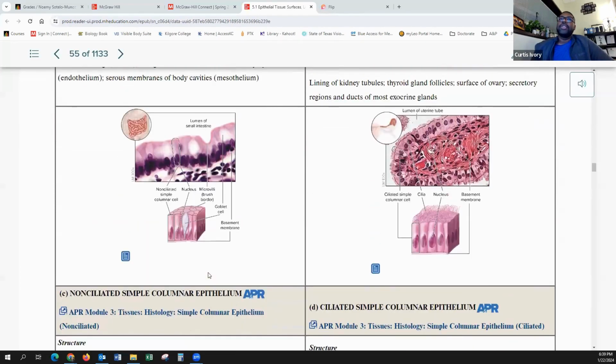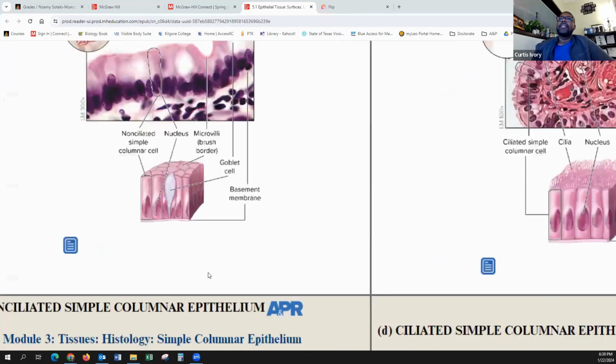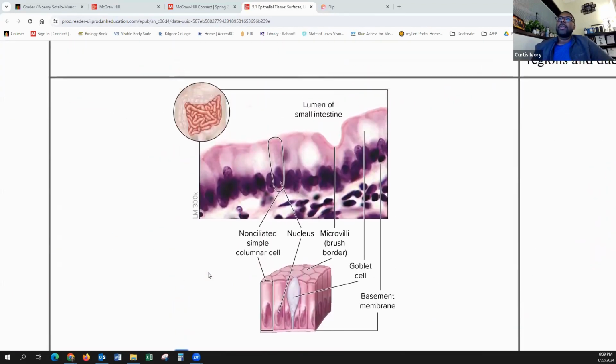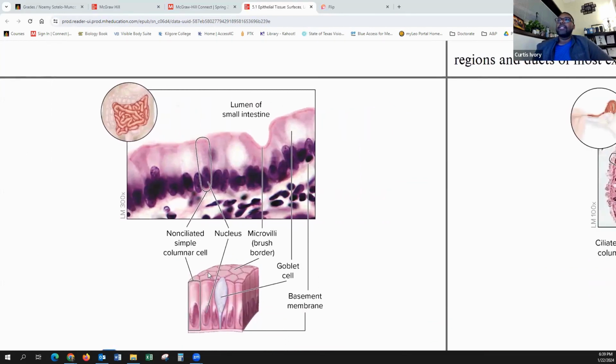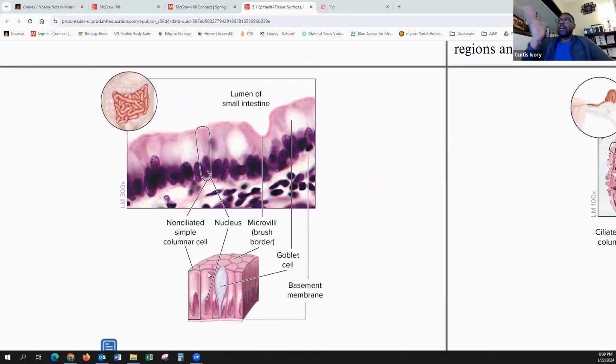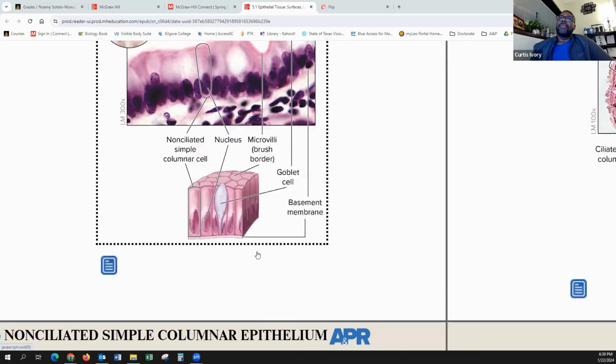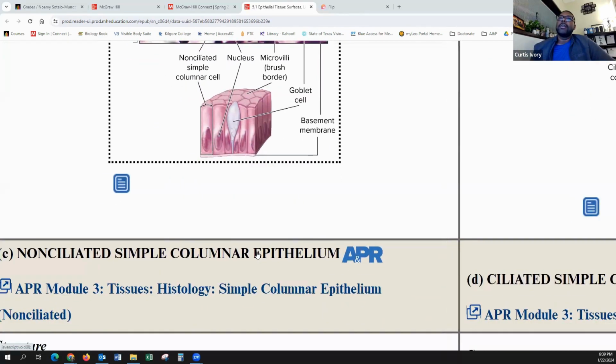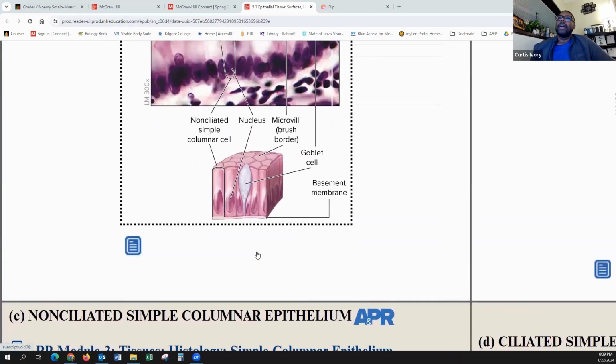Then we come down to non-ciliated, which means it does not have any cilia. From last chapter, we talked about cilia being hair-like extensions, which is going to cause pushing or locomotion, pushing or beating of objects, especially like mucus or the oocyte, which is the egg. So here we have non-ciliated simple columnar epithelium.